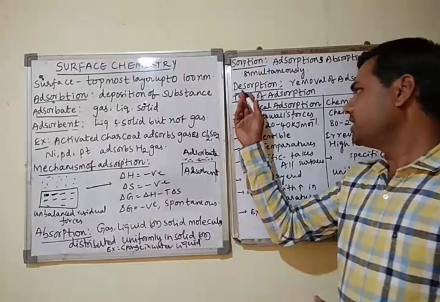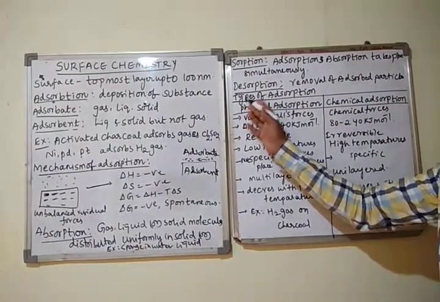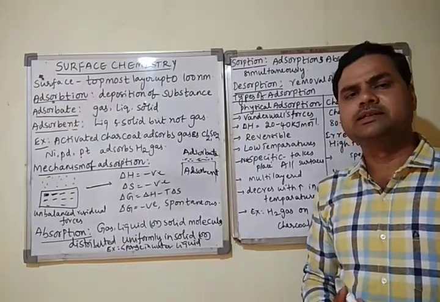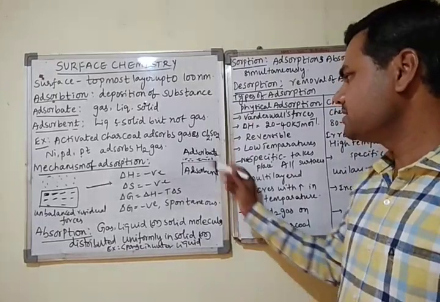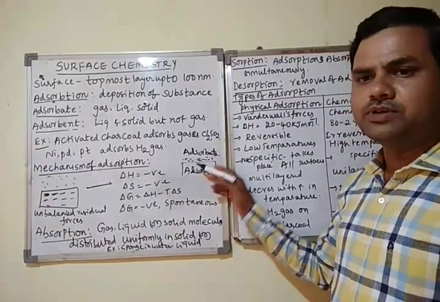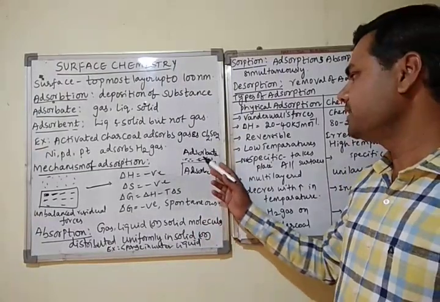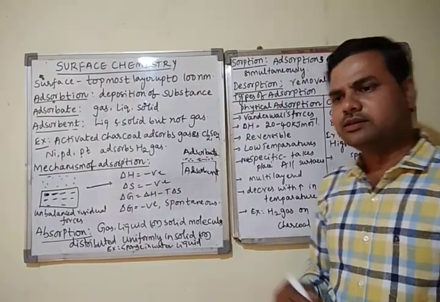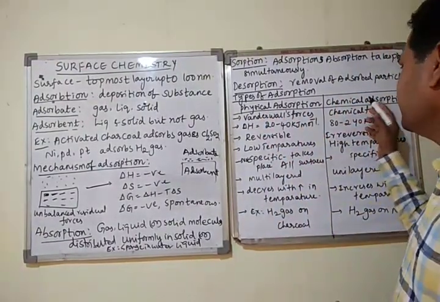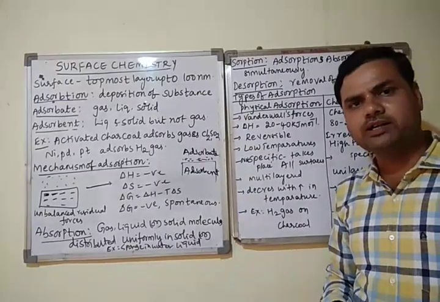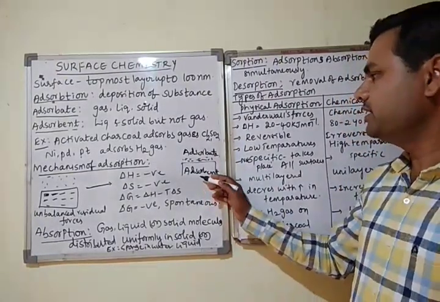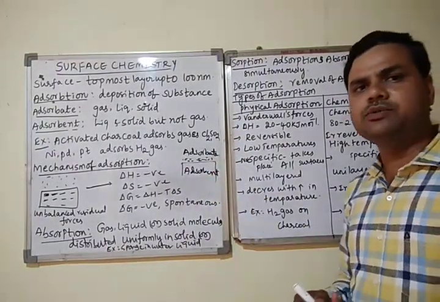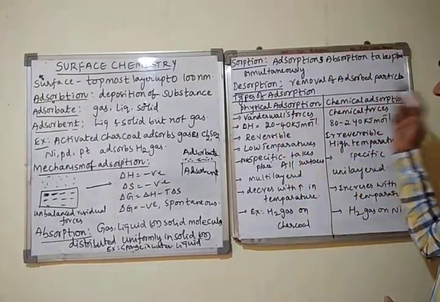Now we will see the types of adsorption. Adsorption is mainly of two types. They are classified based on the forces, the force of interaction between adsorbate and adsorbent. The two types of adsorption are physical adsorption and chemical adsorption. Based on what are they classified? The force of interaction between adsorbate and adsorbent.